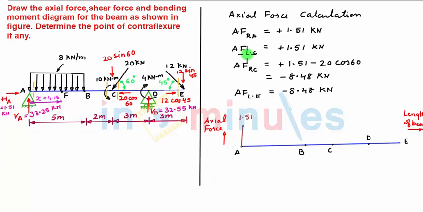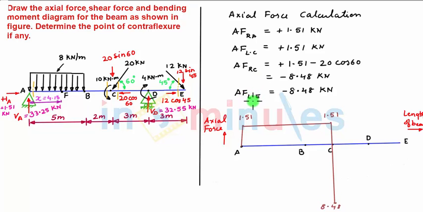Now axial force towards left of C is same plus 1.51 kilonewton. So again above point C, let me plot the 1.51 kilonewton axial force. Now between point A and C there is no change in the axial force, so this will be connected by a horizontal straight line. Now axial force towards right of C is minus 8.48 kilonewton. This means at point C the axial force is changing from plus 1.51 kilonewton to minus 8.48 kilonewton. So on a proper scale, let me plot minus 8.48 kilonewton below point C.